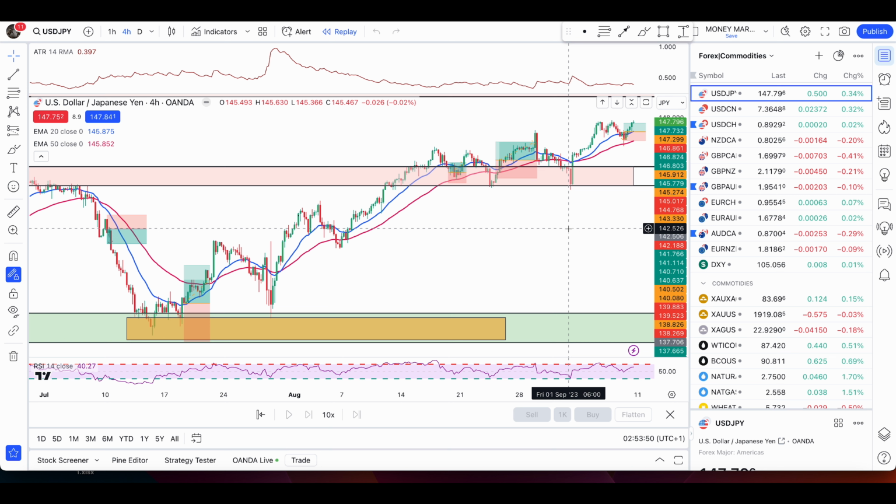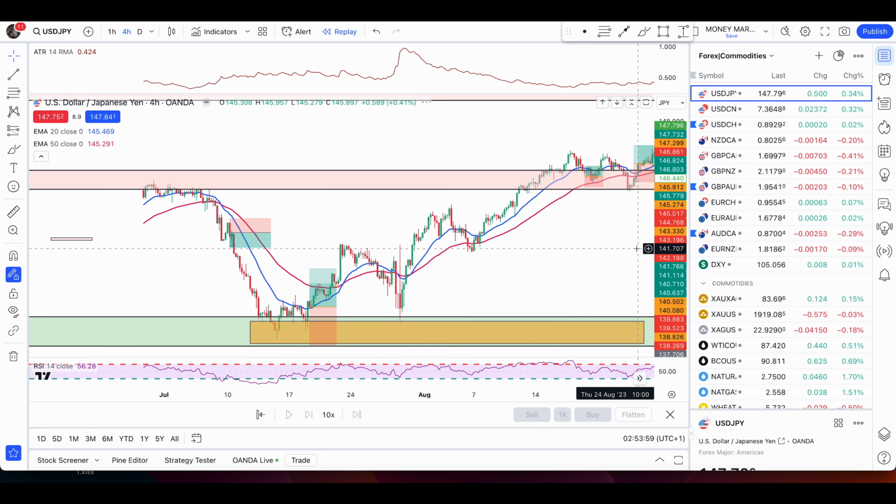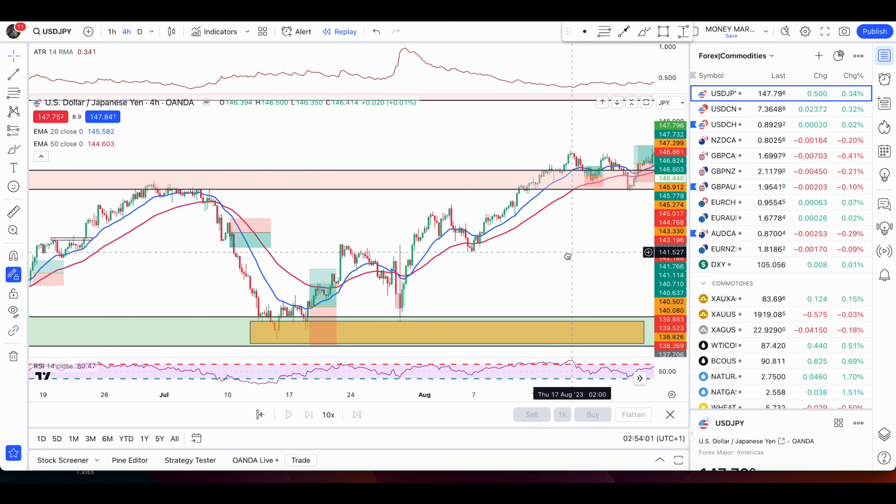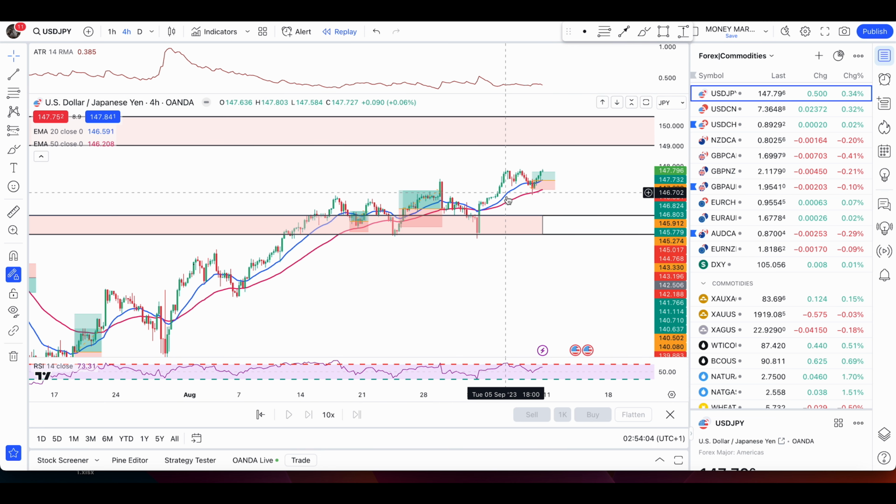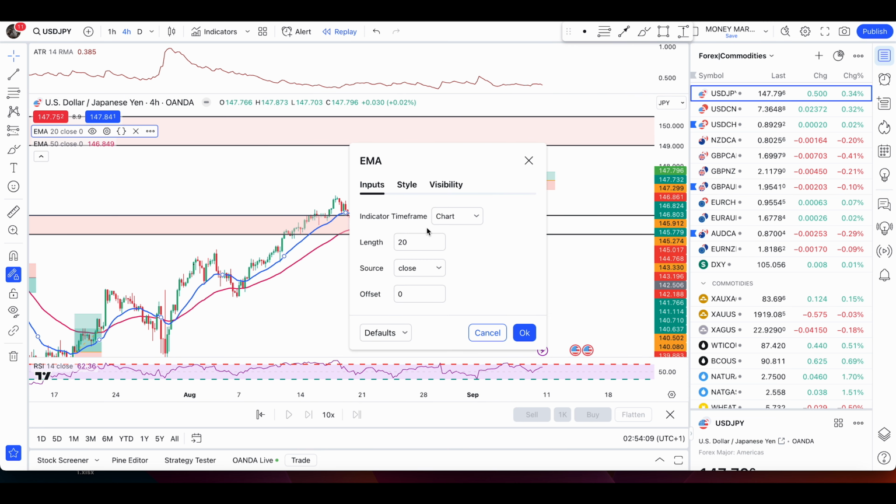Now the next one, we have moving averages. Why is the moving average important? The first thing I need to tell you is what the moving average means. If you click on it, it has different lengths. You can go 20 moving average, 50 moving average, or 200 moving average. These three moving averages I use heavily for my analysis.